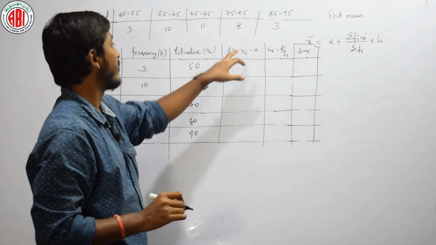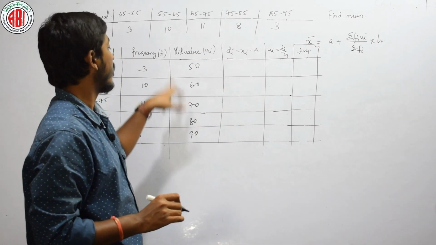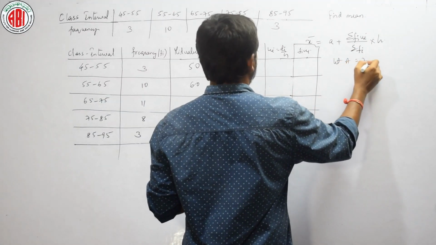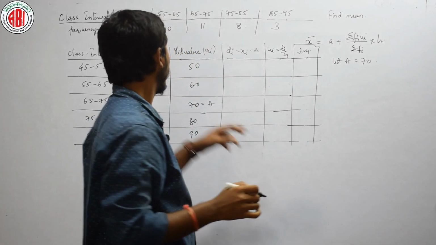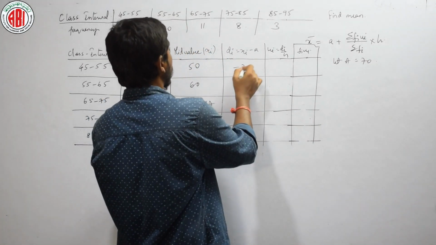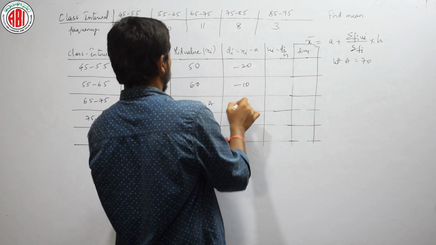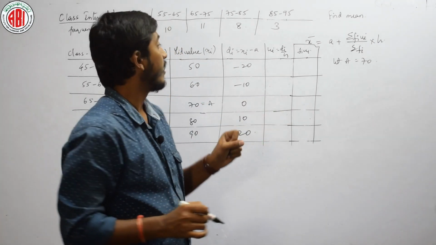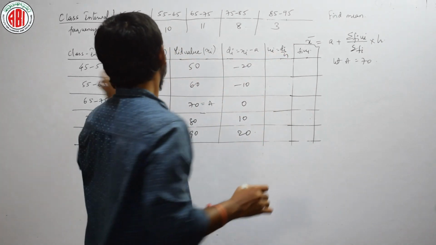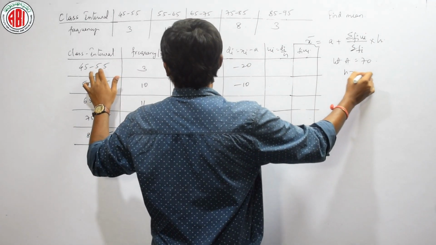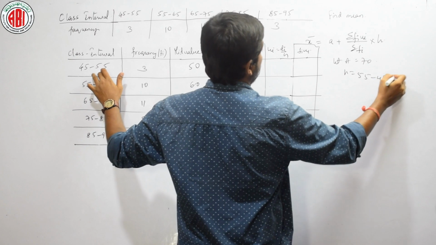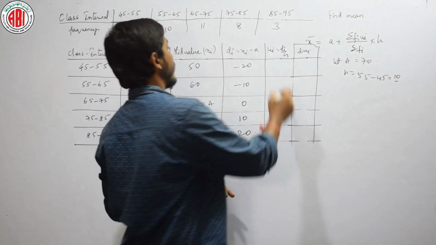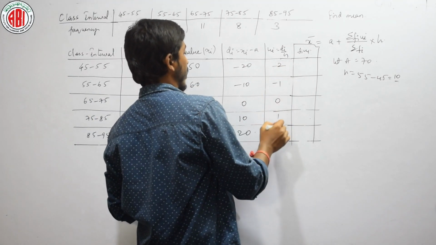The next step is xi minus a. Now we have to assume a mean. Let us assume this as the mean. Let a is equal to 70. Okay. Let us substitute it. 50 minus 70 is minus 20, 60 minus 70 is minus 10, 0, 80 minus 70 is 10, 90 minus 70 is 20, right. The next step is we have to divide it by h. What is h here? H is 55 minus 45, which is 10. Is it okay? Let us divide it. Minus 20 by 10 is minus 2, minus 1, 0, 1 and 2.